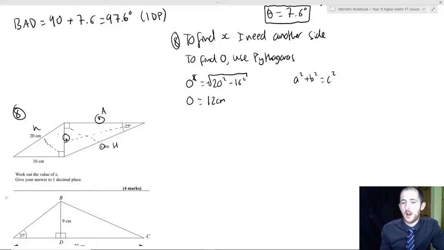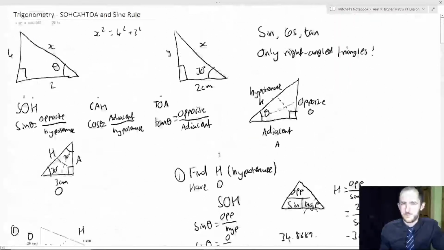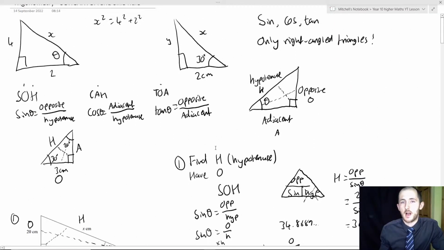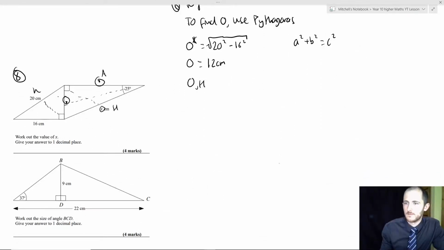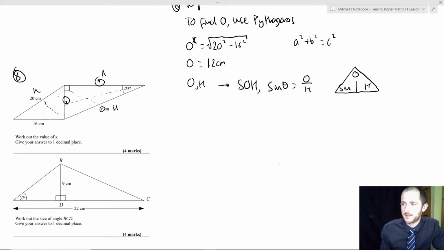So now I have opposite, I want hypotenuse, I have an angle. So if we're looking for O and H, that is sine. So sine theta equals, or again, if you want the triangle, I'd recommend learning the algebra, especially if you plan on doing A-level maths, or even doing any kind of science at A-level. But if not, it's totally fine.